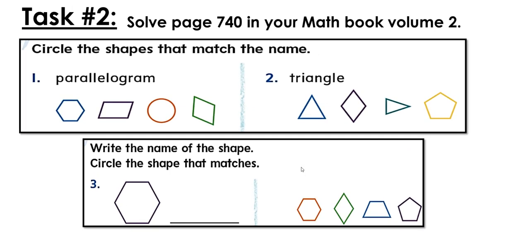All right. Task number 2. Open page 740. And let's do this. You have to circle the shapes that match the name. So you guys, look at the name. Try to read it by yourself carefully. And then circle the shape. If you still have any doubts, go back to the lesson and check the names of the shapes. So in number 1 and number 2, you need to circle the shapes that match the name. And in number 3, write the name of this shape, and then circle a shape that matches, a shape that looks like this one. Right, pause the video, do it, and then check your answers.